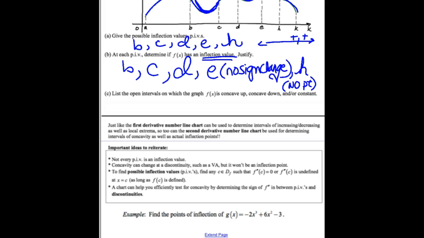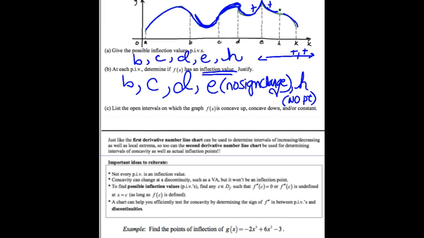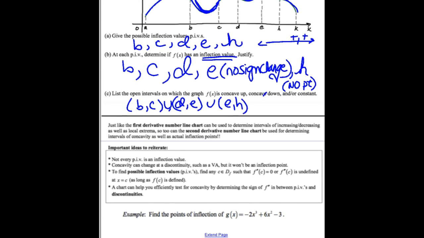So when it says to list the open intervals in which the graph of f is concave up, I just find everywhere where it's holding water. And that would be from B to C. That would be from D to E, and that should be a union, sorry. And then where else do I appear to be holding water or having a concave up graph? And that would be from E to H. I'm not going to do concave down, you get it. All right.